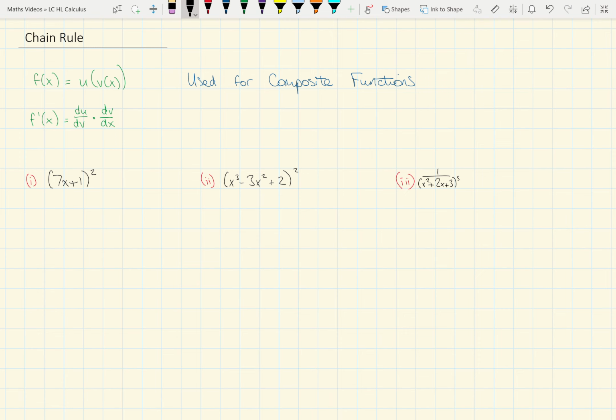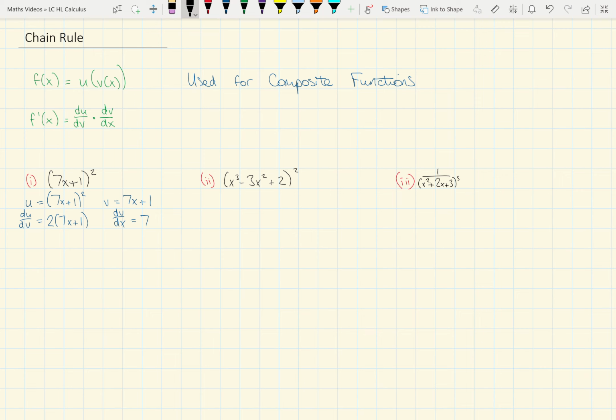So if you look here at question 1, my outside function will be 7x plus 1 squared. My inside function then is 7x plus 1. So I need to find the derivative for each. My first one, du dv we call it, I'm going to bring down that power. I'm only really worried about my power here. I don't mind what's inside the brackets. And the 2 that was the power now just becomes 1. And now I worry about inside my bracket, so dv dx is just going to become 7.